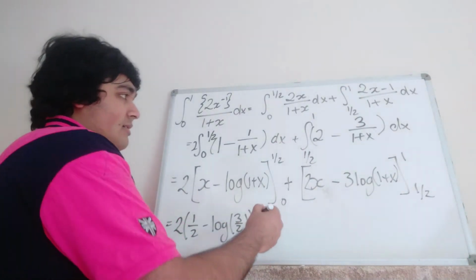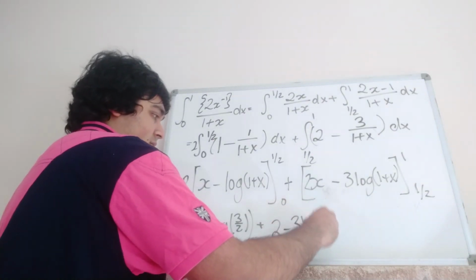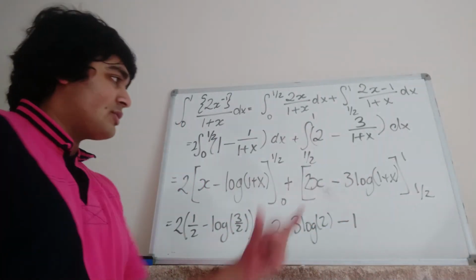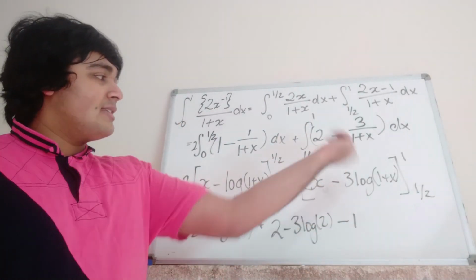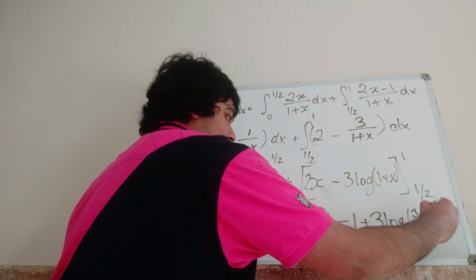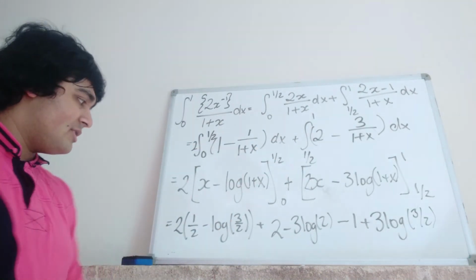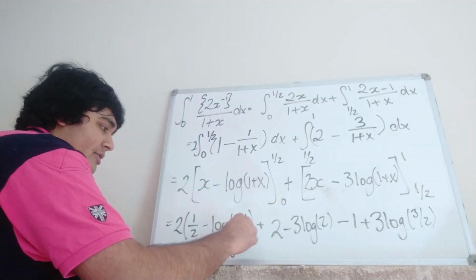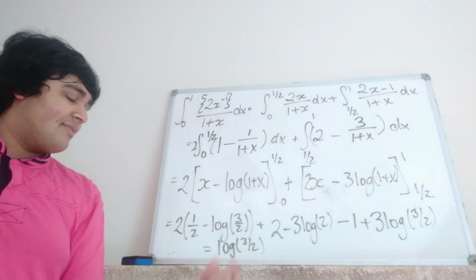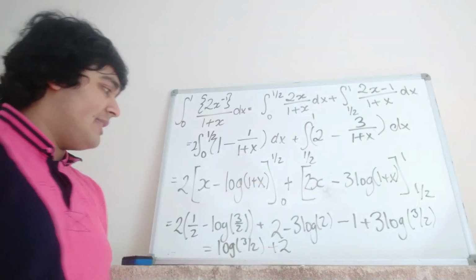and then this guy here is just, when I plug in x equals 1, I get 2 minus 3 log 2, and then when I plug in a half, I get 1. So of course I'm subtracting off, so minus 1, then minus 3 log 3 over 2. So that's plus 3 log 3 over 2. And now we can bring these terms together. We've got a minus 2 log 3 over 2 plus 3 log 3 over 2, which gives us a log 3 over 2. A 2 times a half is a 1, minus this one here cancels, and we're just left with this plus 2 here. And then of course we've just got this minus 3 log 2 term left.